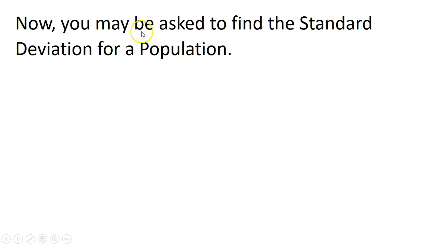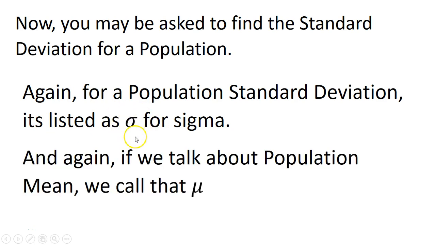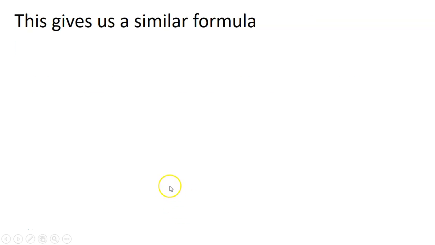Now, you may be asked to find the standard deviation for a population. And again, for a population standard deviation, that's what it's listed as, and we pronounce that as sigma. Okay? So if we were talking about a population, not only are you using a capital N when you're plugging stuff in, not only are you using a mu, which is Greek, right? And sometimes it's mu with a little x subscript with the line over it, but also for standard deviation, you are using the sigma sign. And again, right, population mean, we use mu. This gives us a similar formula.